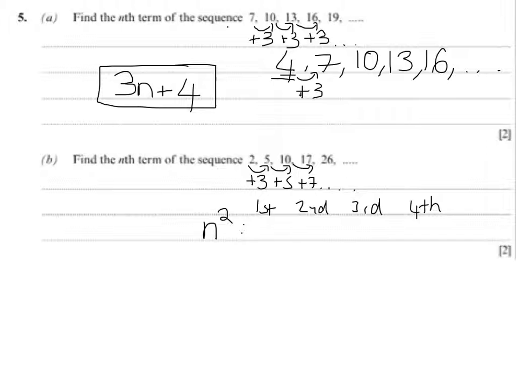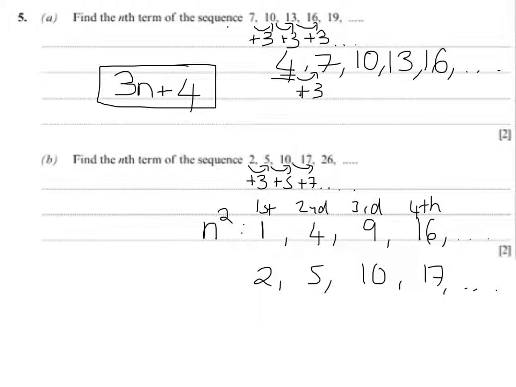So n squared would be 1 squared, which is just 1, so my first term would be 1. The second term is 2 squared, which is 4. Third term is 3 squared, which is 9. Fourth term is 4 squared, which is 16. And so on. So if my nth term was n squared, I get 1, 4, 9, 16. However, I don't have 1, 4, 9, 16. I've got 2, 5, 10, 17, etc.